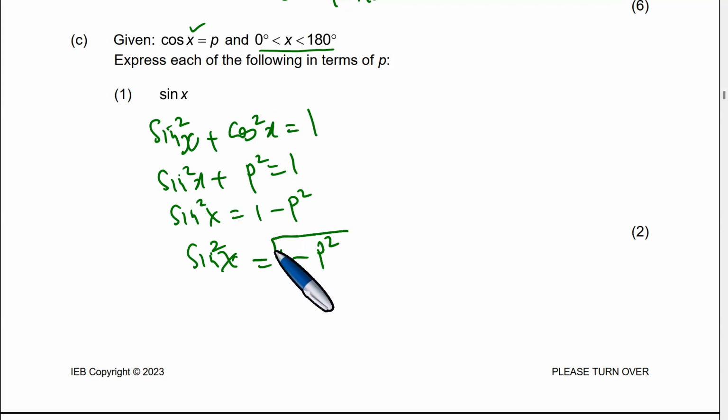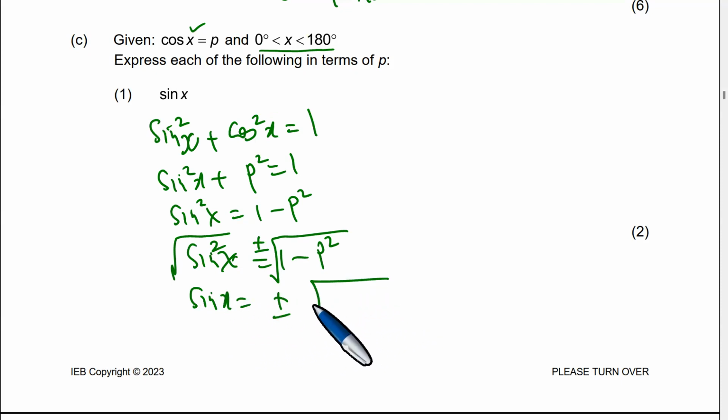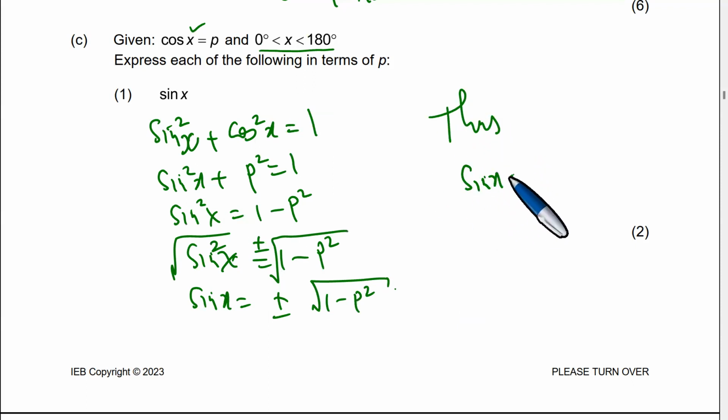Okay, you can use the diagram here. Ordinarily, this has plus or minus answers, so that sine x is plus or minus the square root. So if it's plus or minus the square root, then consider what we have here: the sine of x is equal to the square root of 1 minus p squared, which is positive, okay, in the first quadrant.